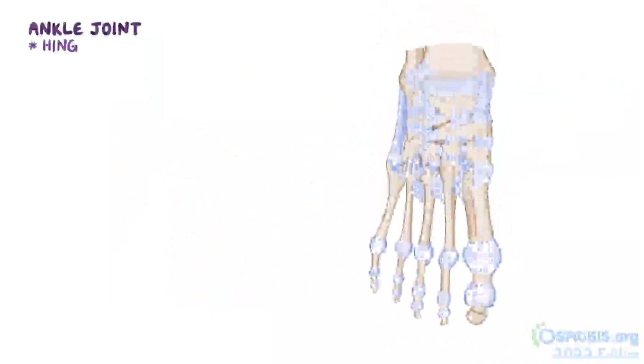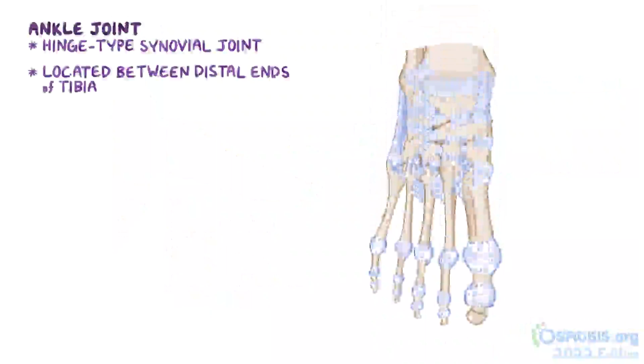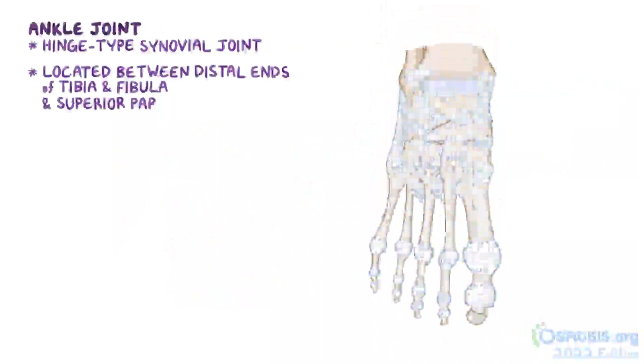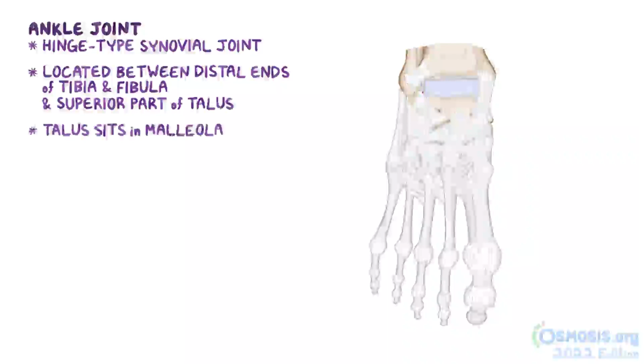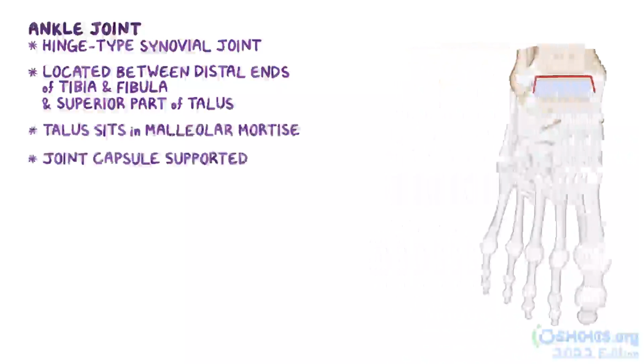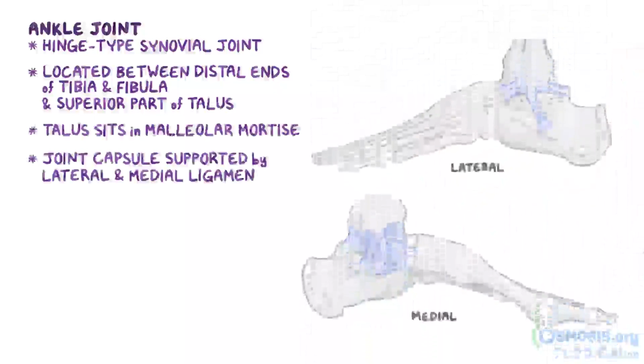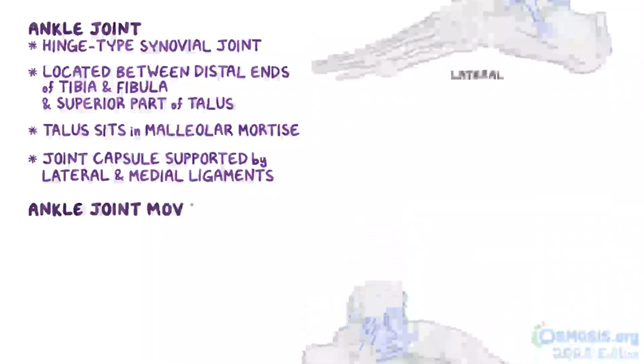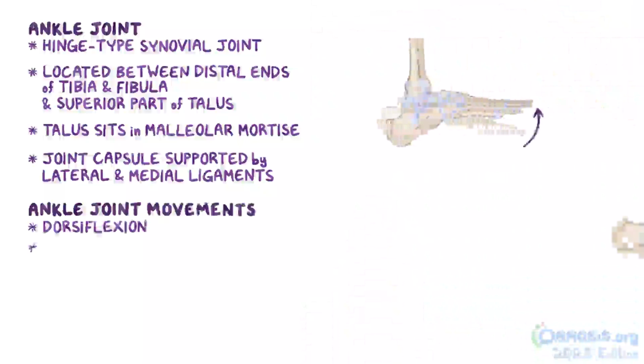Alright, as a quick recap, the ankle joint is a hinge-type synovial joint located between the distal ends of the tibia and the fibula, and the superior part of the talus, which sits in the malleolar mortise. The joint capsule of the ankle is supported on each side by the lateral and medial ligament of the ankle. Ankle joint movements include dorsiflexion and plantar flexion.